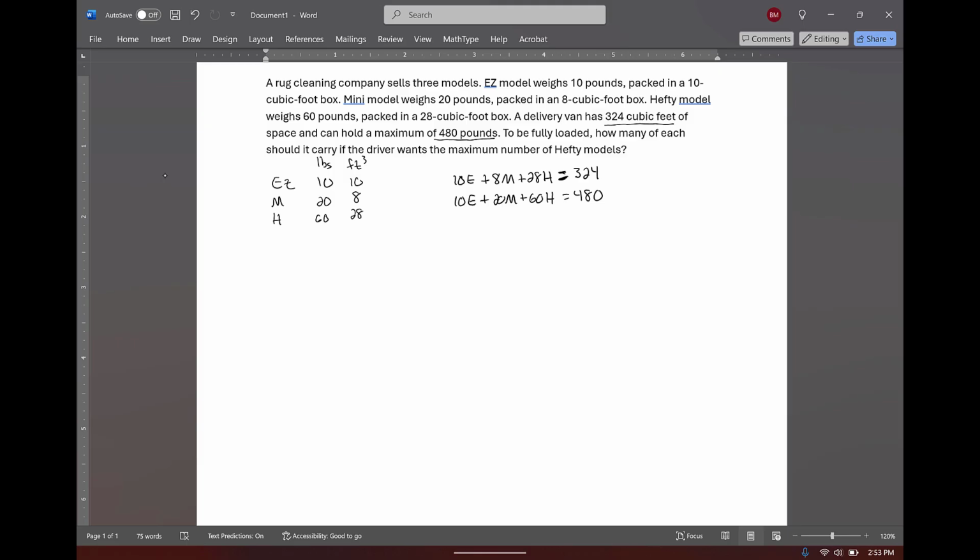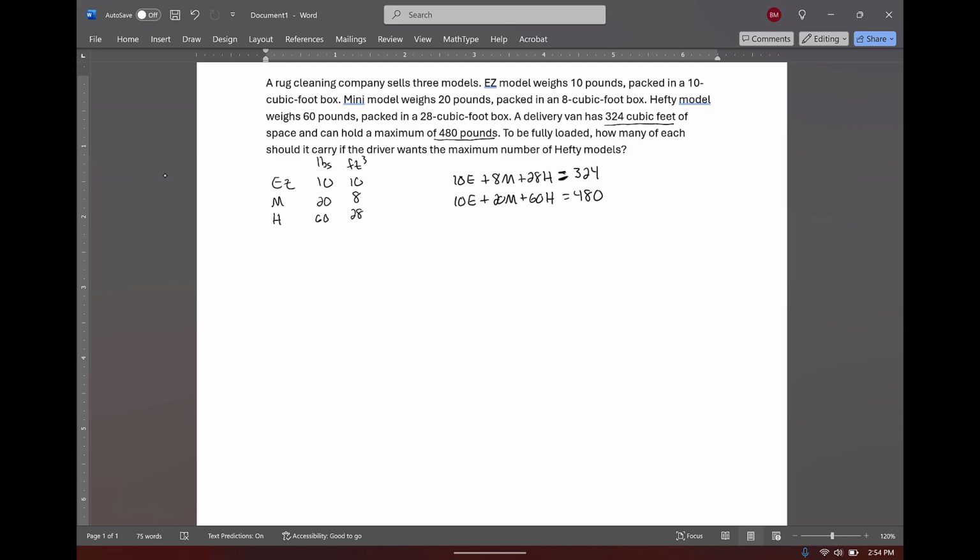So now that we have the two equations set up, notice the main issue in this case. Typically, if we have three unknowns, how many of the easies do we want to pack? How many of the minis? How many of the hefties? We really need three equations in order to solve that system. The issue with this particular scenario is we're only getting two equations. But we are told that we want to bring the maximum number of hefty models as possible.